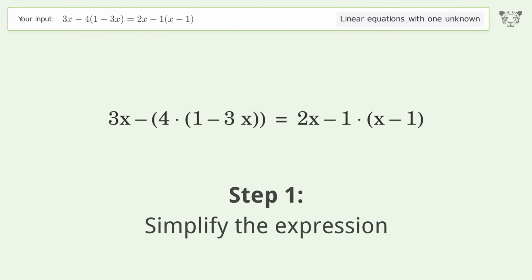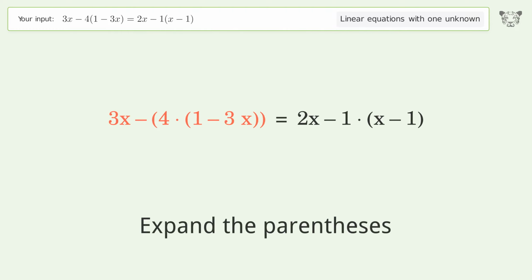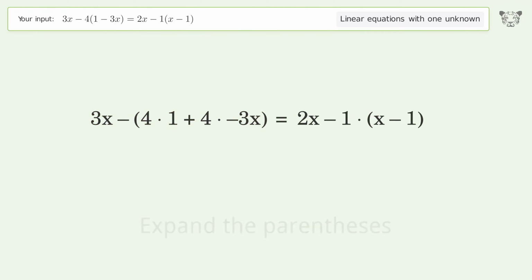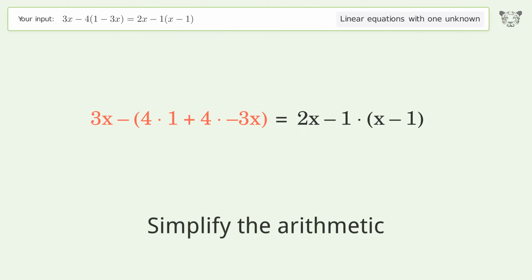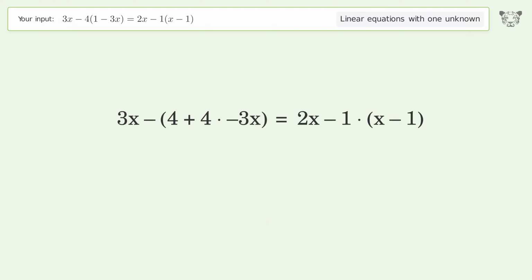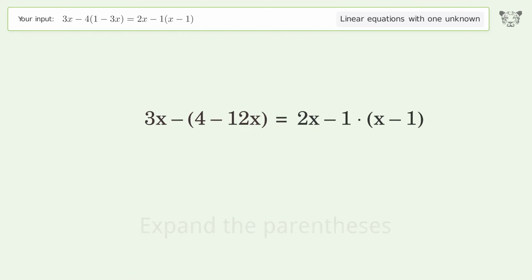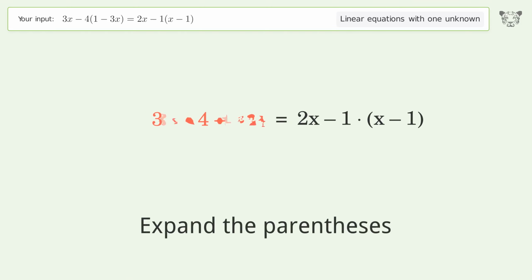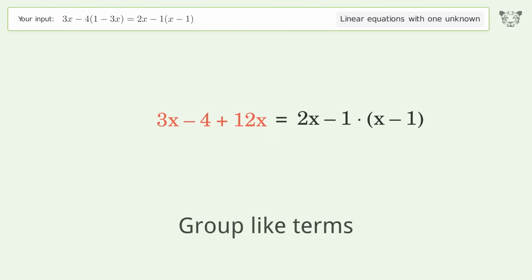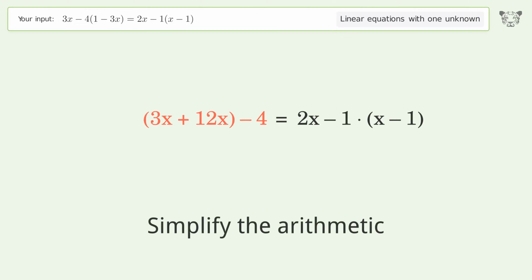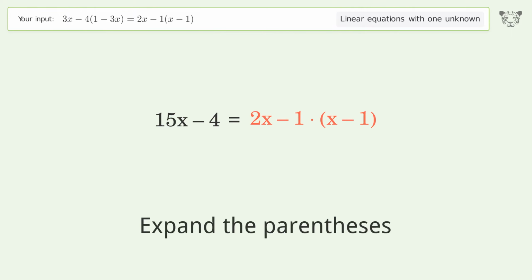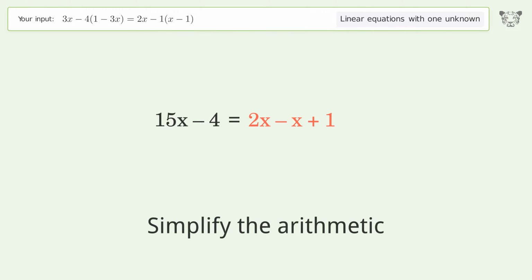Simplify the expression. Expand the parentheses. Simplify the arithmetic. Multiply the coefficients. Expand the parentheses. Group like terms. Simplify the arithmetic. Expand the parentheses. Simplify the arithmetic.